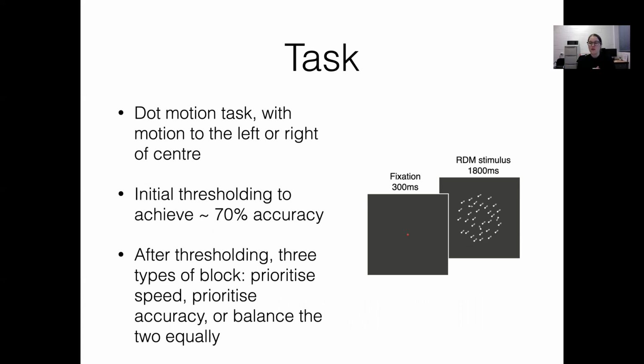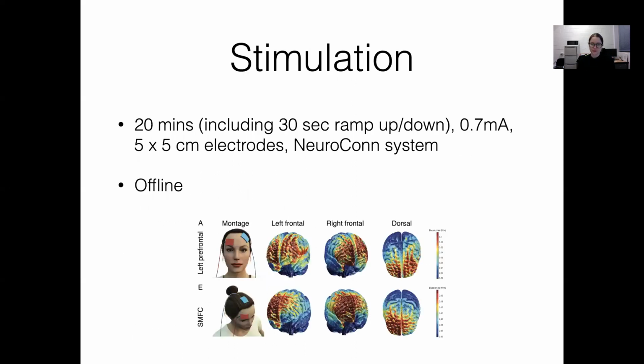That thresholding varied the level of coherence, so the portion of dots that were moving coherently to the left or to the right versus the portion that were just moving randomly. After thresholding, they completed the task for, I think, about 40 minutes. They completed 3 different types of blocks, so they had different instructions, and they alternated between these blocks multiple times through that 40-minute period. Some of the blocks they were told to prioritise speed, some they were told to prioritise accuracy, and some they were told to try and equally balance the two.